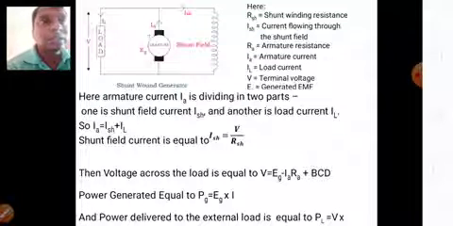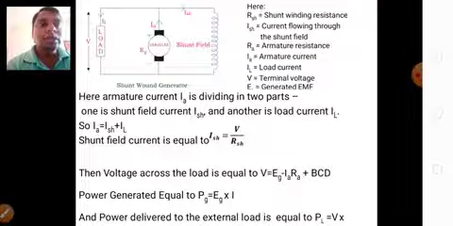One is ISH, another one is IL. IA equal to ISH plus IL. The total armature current in shunt field winding is ISH plus IL. Here the shunt field current ISH is equal to V by RSH, from the formula I equals V by R.